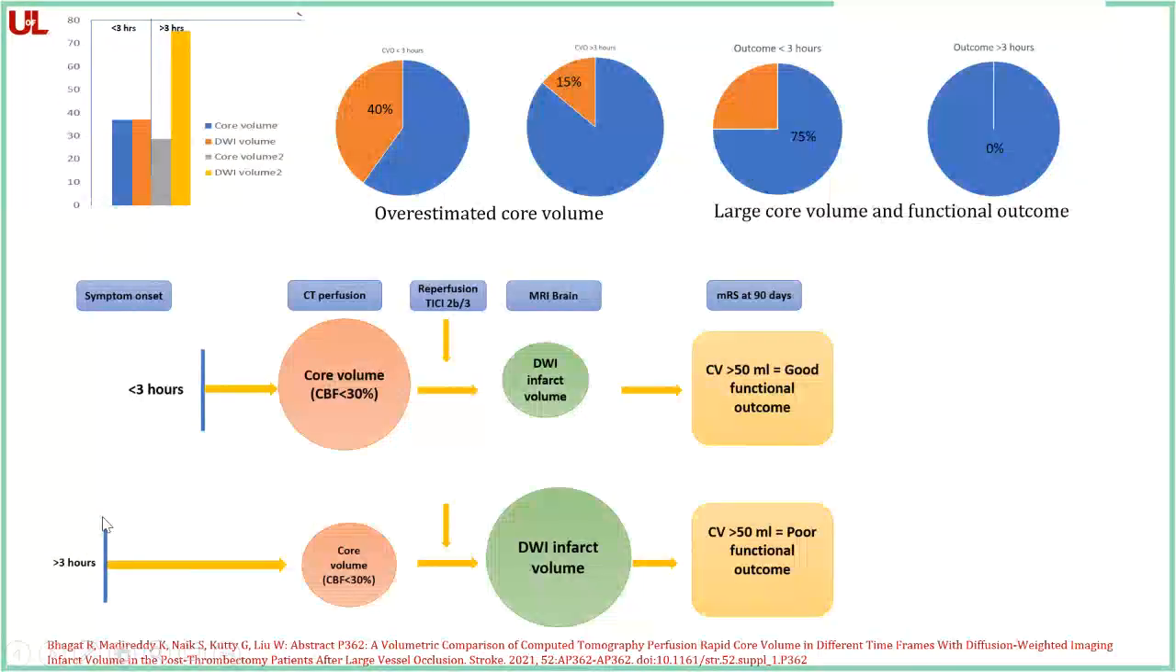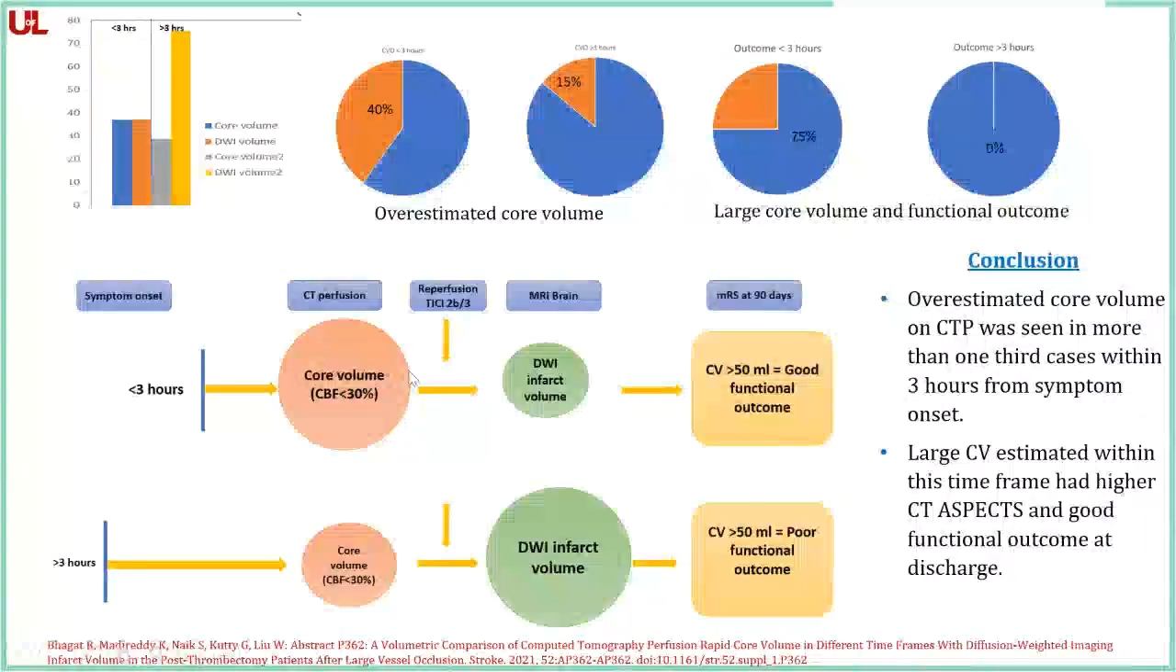But for the patients who got the CTP greater than 3 hours from the symptom onset, it had a volumetric agreement with the stroke phenomena. Initial CTP was smaller, and final DWI infarct volume from the MRI was larger. This is the natural progression of the stroke as per the time and as per the reperfusion status. All the patients who had a core volume greater than 50 cc had a poor functional outcome, 100 out of 100. So we concluded that CTP overestimates the core volume if taken less than 3 hours from the symptom onset, and it does not predict the functional outcome of the patient. But it has a volumetric agreement after the 3 hours and is predicting the functional outcome of the patients as well.